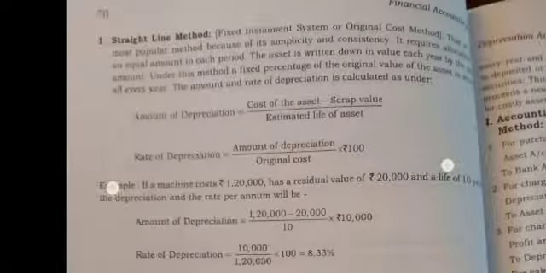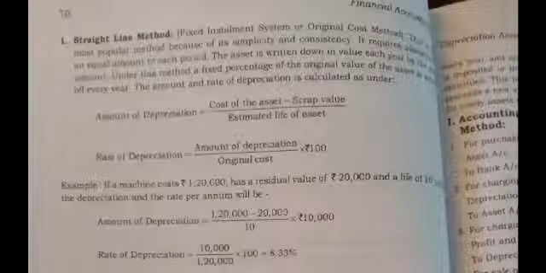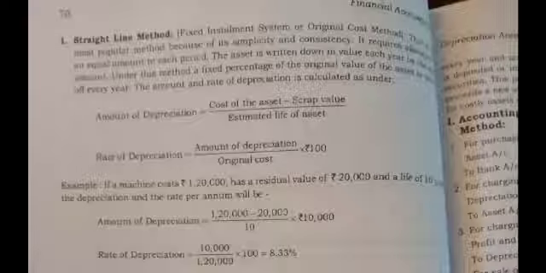The first one is straight line method. It is a fixed installment system, and it is also called the original cost method. Under this method, an equal amount is allocated each period. That means the asset is written down in value each year by the same amount. So under this method a fixed percentage of the original value of the asset is written off every year.